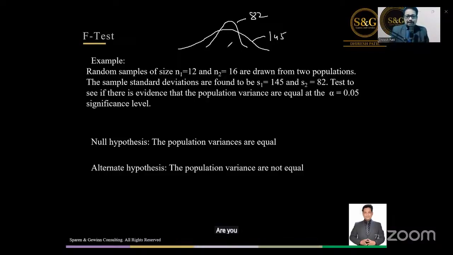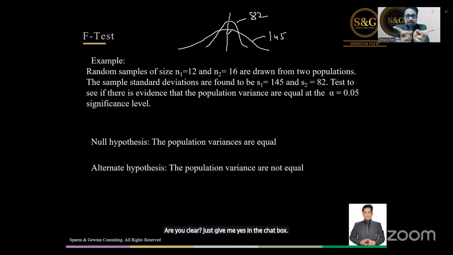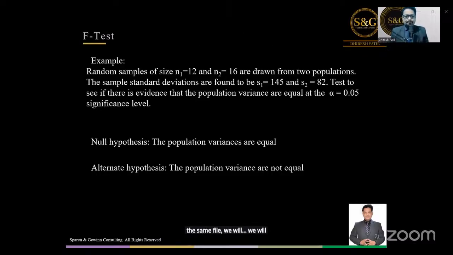Are you clear? Before that we compared the means of 2 samples. Now we are comparing the standard deviations of the 2 samples. Are you clear? Just give me yes in the chat box. Standard deviation is a measurement of the variability, right? Now we are comparing variability against variability. So how do we go about it? Let's open the same file.